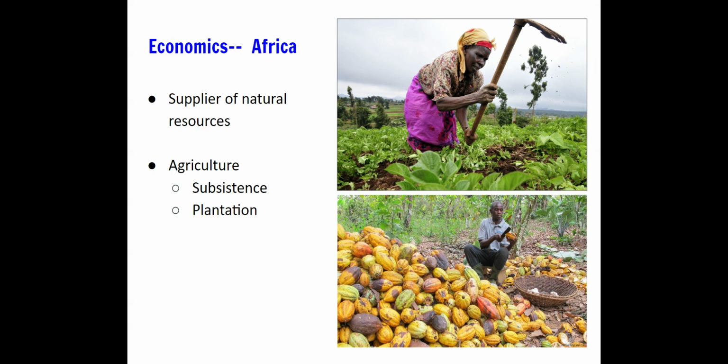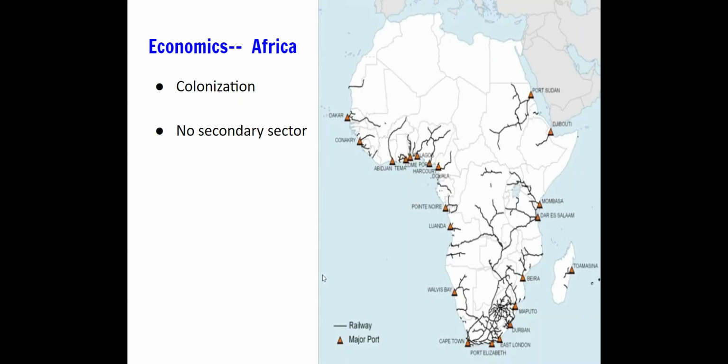There's subsistence agriculture, like the woman in Kenya on the top, who is growing crops to feed herself, her family, and her community. And then there's plantation agriculture, like this man below with the cocoa pods. A plantation is a place where farming is done to grow a cash crop, which is then sold in order to make money.